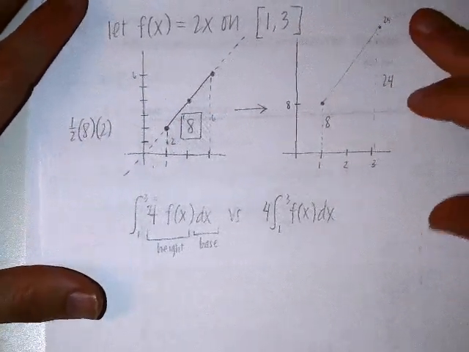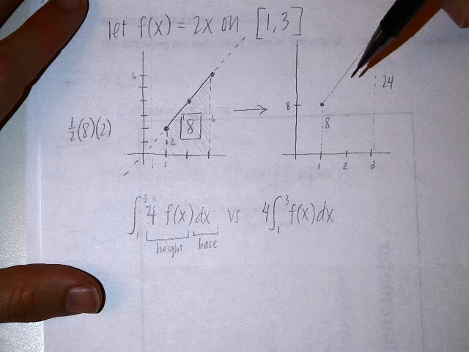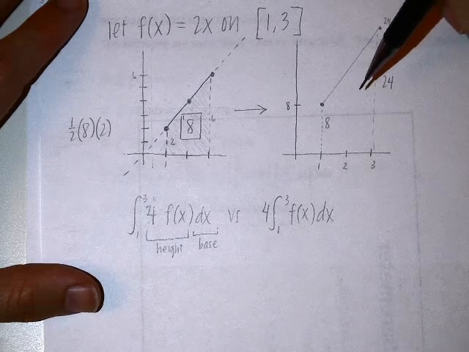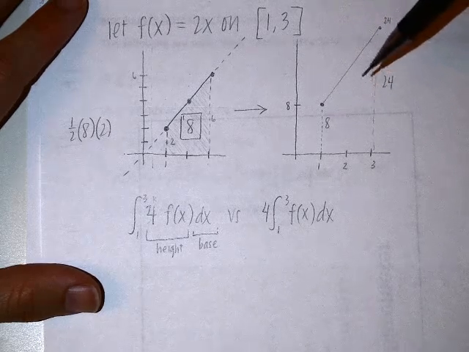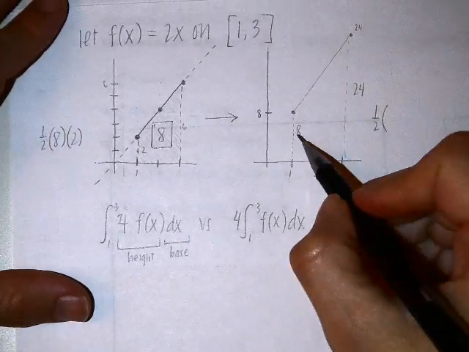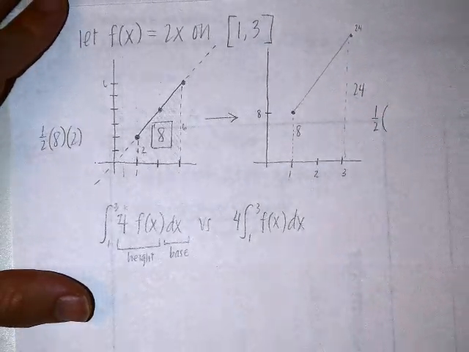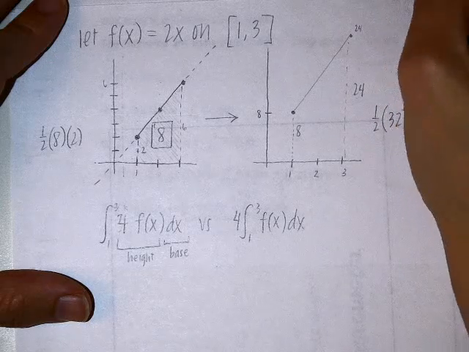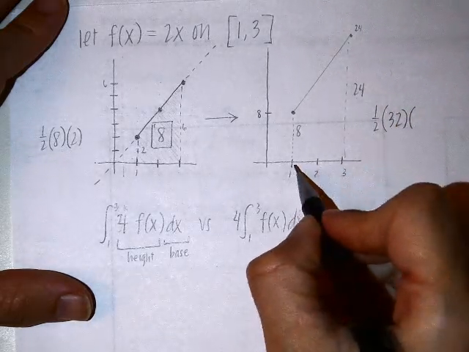Now let's think about my new transformed shape. My new transformed shape was a new trapezoid, but still a trapezoid. So 1/2 times base plus base, 8 plus 24 is 32, times the height of the trapezoid, 2.